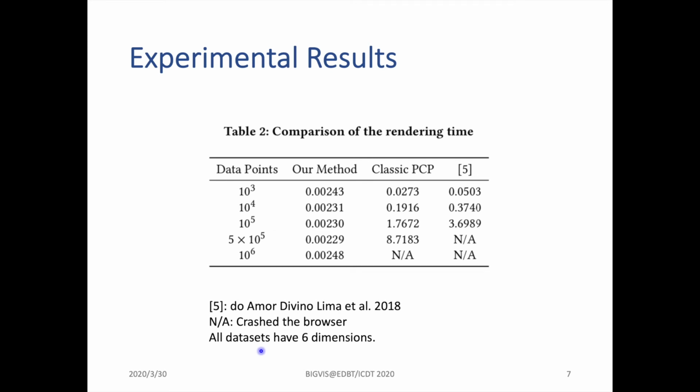Then we compared the rendering time of our method with the classic parallel coordinates plot and another edge bundling parallel coordinates plot that also uses confluent drawing to merge edges. The result is shown in this table. It shows that the rendering time of our approach is independent of the number of data points, which took approximately 0.002 seconds for each dataset.